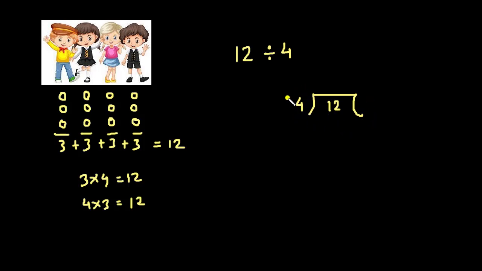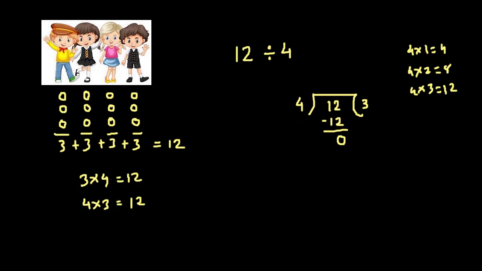Now apply table of 4 up to 12. So 4 ones are 4, 4 twos are 8, and 4 threes are 12. So 4 threes are 12. Here we have to write 3, 4 threes are 12. Now 12 minus 12 is equal to 0. So here, using this division, we can divide or share easily in place of doing this type of repeated subtraction.